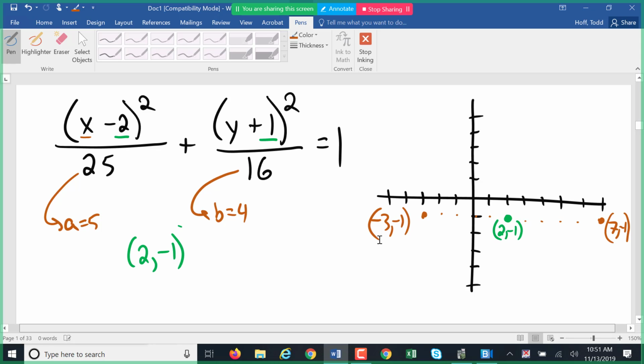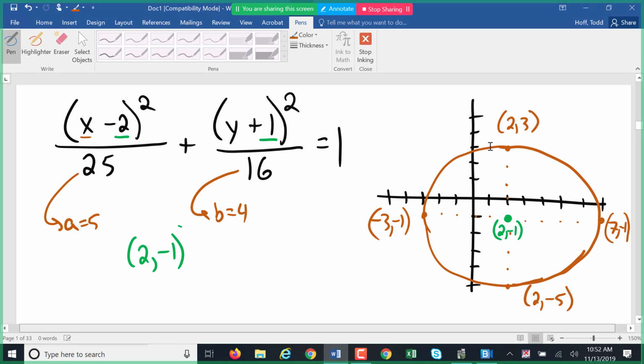For B being 4, I go up 4, 1, 2, 3, 4. That's at the point 2, 3. Or I go down 4, 1, 2, 3, 4. That's at the point 2, negative 5. My ellipse is going to get drawn in there. Something like that.